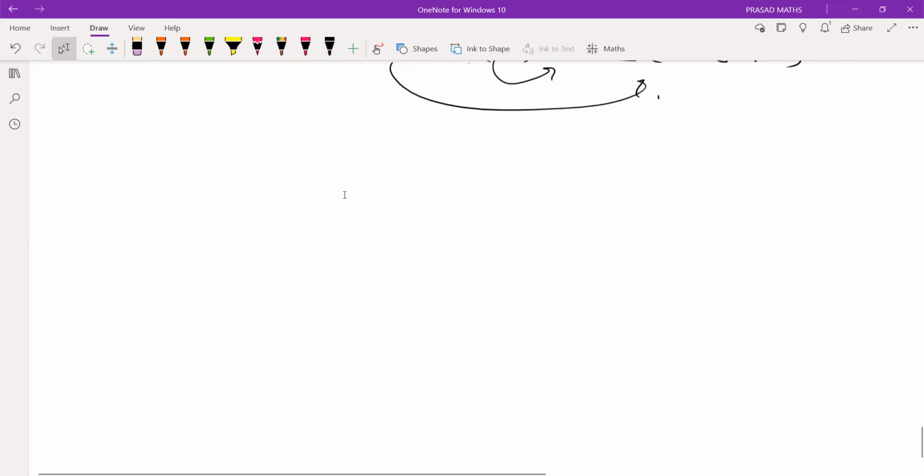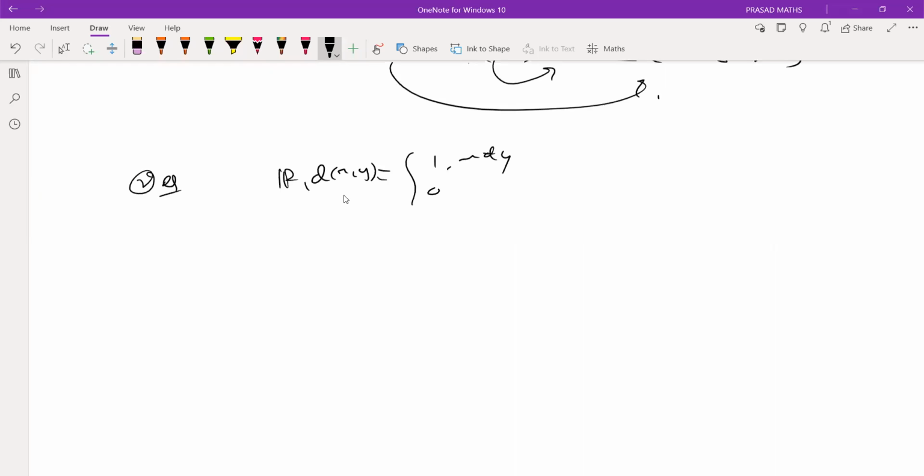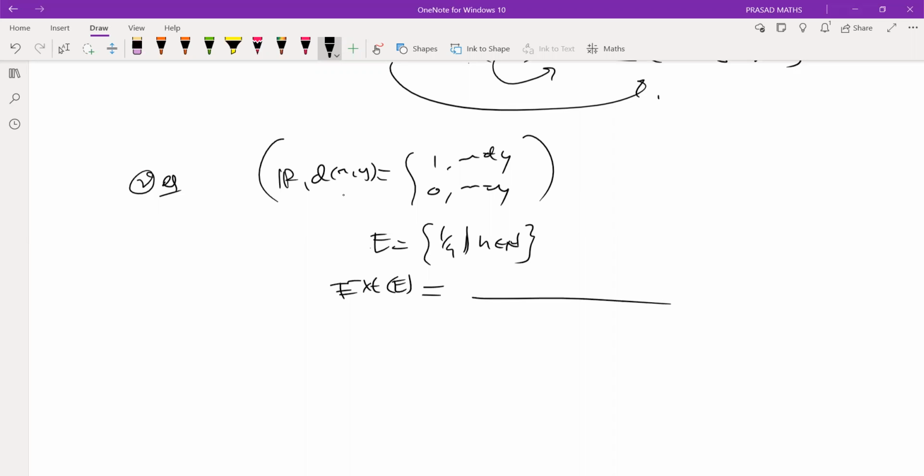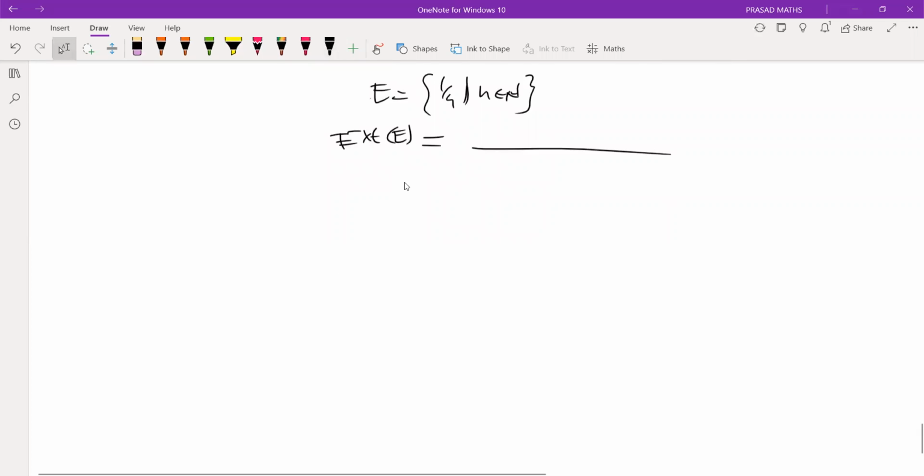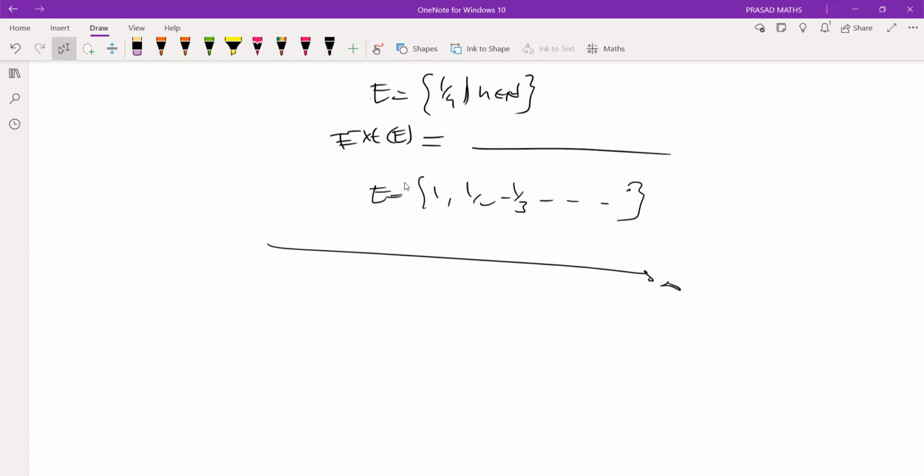Yes, sir. Suppose for learning purposes you take another example with respect to the discrete metric. You can give any example. Suppose you take the set equal to 1/n. What is the exterior? Anybody? First of all, what is my set actually? My set is 1, 1/2, 1/3, going on and on.